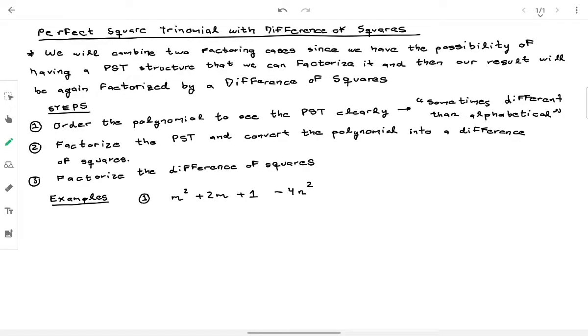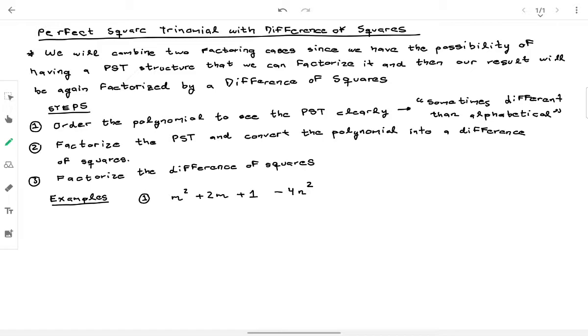So today's topic is going to be a combination of two different ones: a perfect square trinomial with difference of squares. In this case, we will combine two factoring cases. Since we have the possibility of having a perfect square trinomial structure that we can factorize, and then a result will be again factorized as a difference of squares.